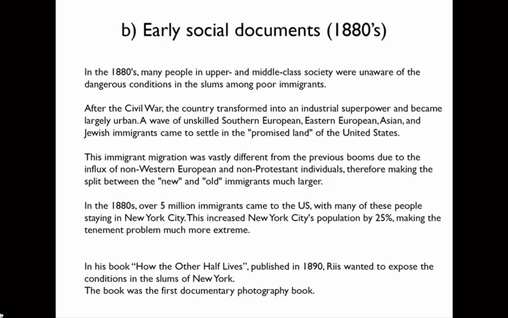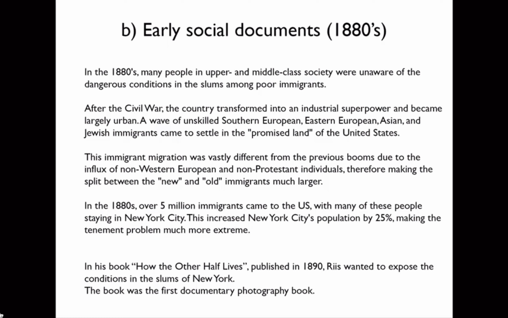Now, in order to understand a little bit more what the immigration situation was like, I wanted to just say a couple of words. After the Civil War, the country transformed into an industrial power and became largely urban. A wave of unskilled Southern and Eastern Europeans, Asians, and Jewish immigrants came to settle in the promised land of the United States. Now, this immigrant migration was vastly different from the previous booms due to the influx of non-Western European and non-Protestant individuals, therefore making the split between the new and the old immigrants much larger.